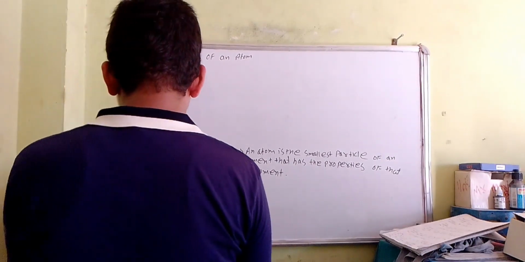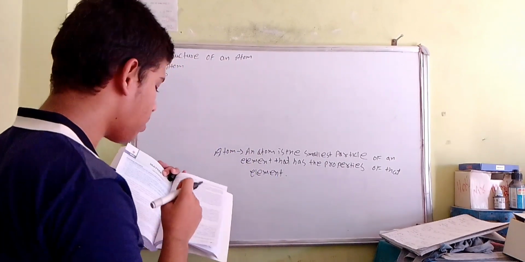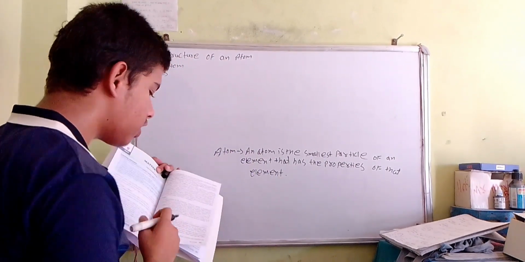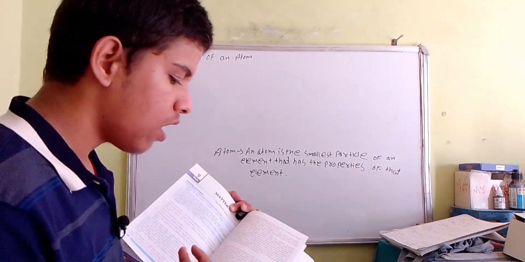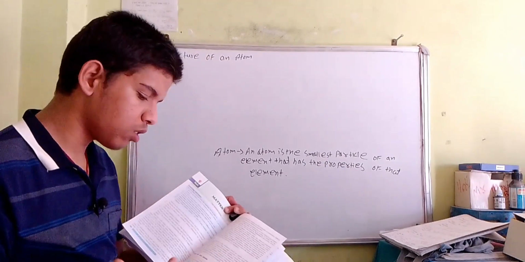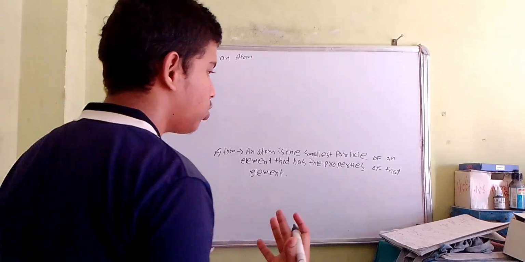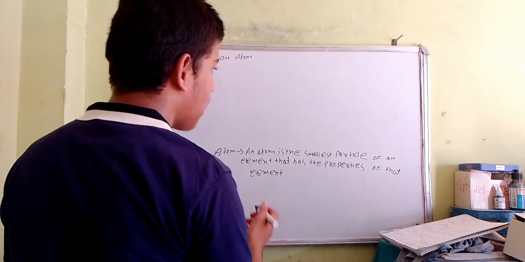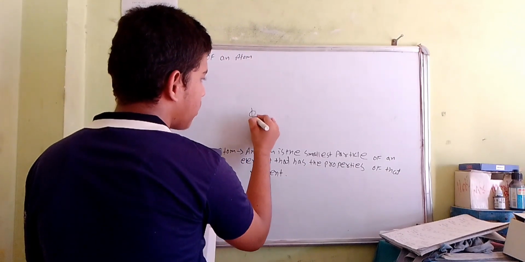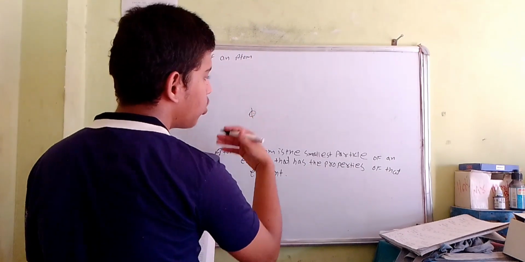Let me give you another definition that is given in the book. An atom is the smallest particle of an element which takes part in a chemical reaction without division. As you already know, an atom is indivisible, meaning you can't divide any atom into two parts or more than two parts, right?